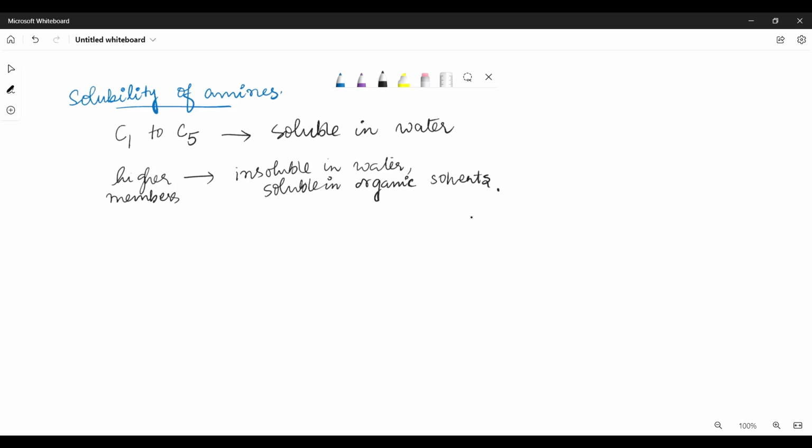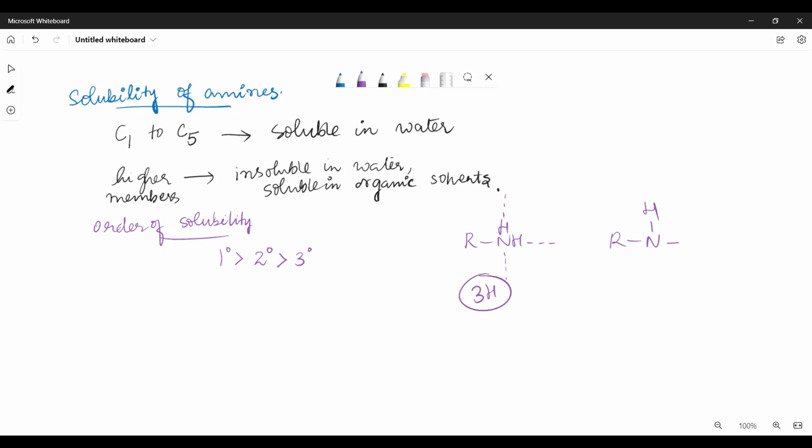You should also remember the order of solubility of primary, secondary and tertiary amines. Primary amines are more soluble than secondary amines, which are more soluble than tertiary amines. See what happens in primary amines, NH2. Here with N one hydrogen bond can happen, and H2 are there, so one hydrogen bond here, one hydrogen bond here. Totally 3 hydrogen bonds can be formed. If you take a secondary amine, here one, so you can form 2 hydrogen bonds.